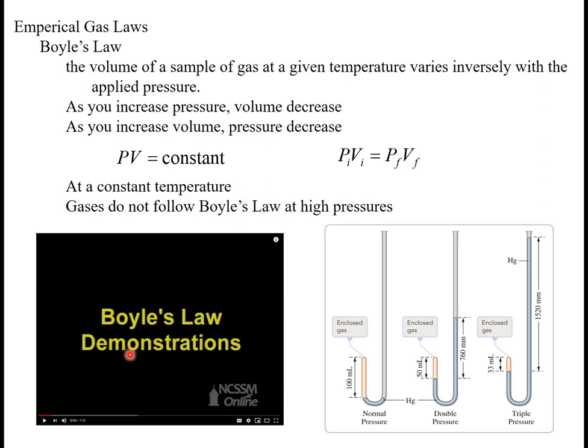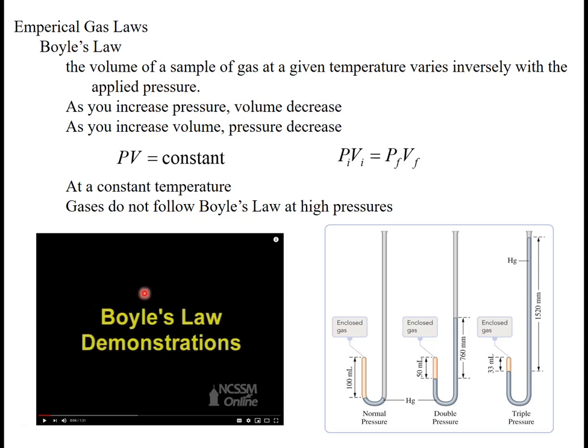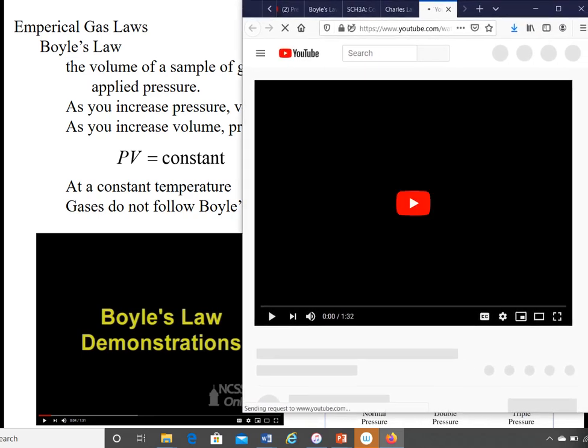This is going to be an example of Boyle's law. Okay, I need to turn that off. There we go.